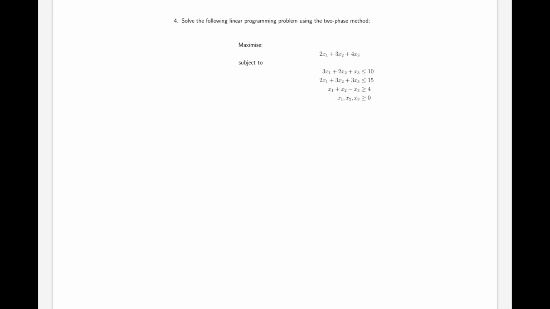Problem sheet 5, question 4. Solve the following linear program using the two-phase method. Maximize 2x1 + 3x2 + 4x3, subject to 3x1 + 2x2 + x3 ≤ 10.